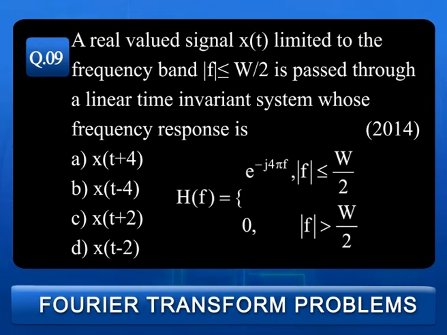Question number 9. The ninth question is, a real valued signal x of t limited to the frequency band of mod f less than or equal to W by 2 is passed through a linear time invariant system whose frequency response is given by H of f, which is equal to e to the power of minus j 4 pi f for mod f less than or equal to W by 2 and 0 for mod f greater than W by 2. The choices are A x of t plus 4, B x of t minus 4, C x of t plus 2 and D x of t minus 2.